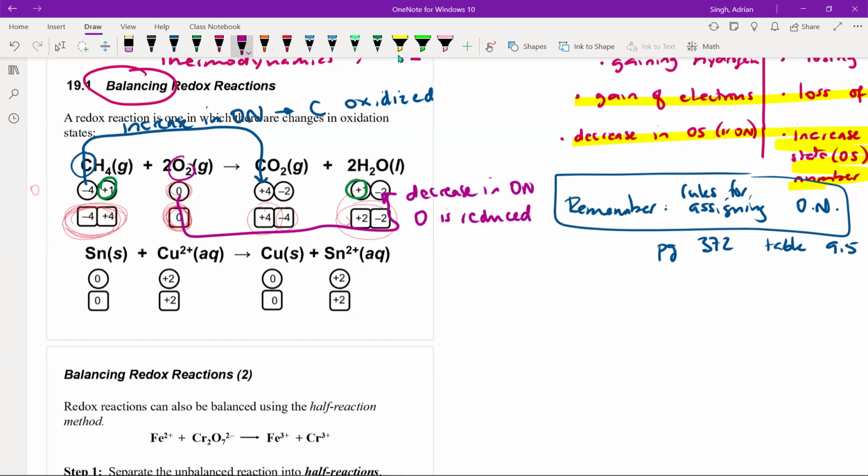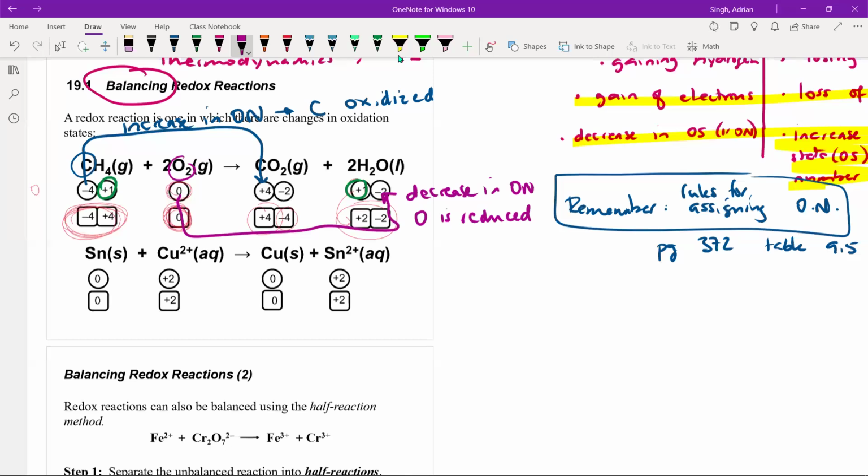So when you have your reactions, whether it's a simple combustion reaction like this or other reactions, you need to assign your oxidation numbers and see how they change from the reactant to the product side. If there's an increase in the oxidation number, that's oxidation. If there's a decrease in the oxidation number, that is reduction.